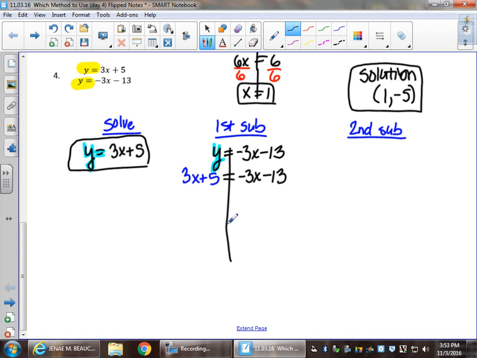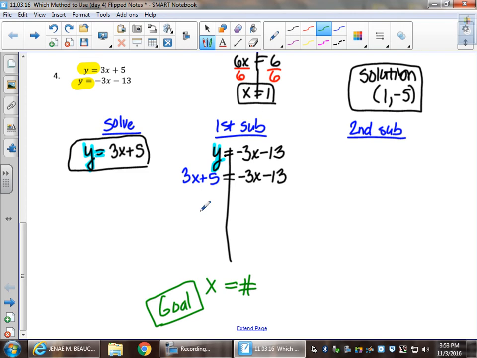We must use addition and subtraction to gather x terms to the left, anything with a variable to the left, and numbers to the right. What do I mean by that? Ultimately, my goal is x equals some number. That's the goal. So to accomplish that, let's see what needs to happen.